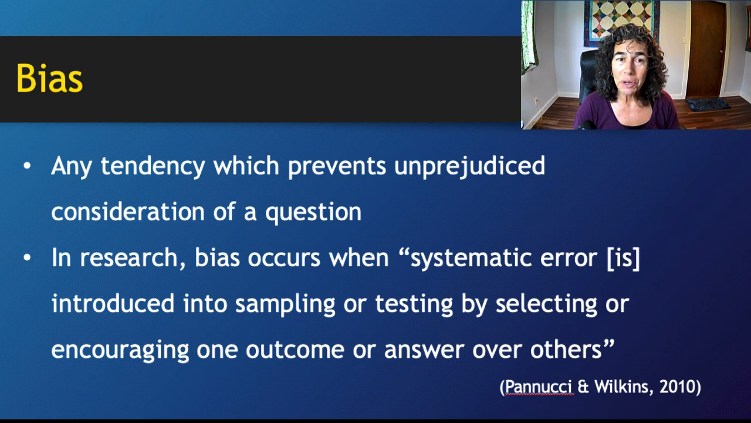Our next term is bias, and bias is any tendency which prevents unprejudiced consideration of a question. So it's anything that will skew or cause the results to deviate away from an objective truth. In research, bias occurs when systematic error is introduced into sampling or testing by selecting or encouraging one outcome or answer over others. So what does this mean?